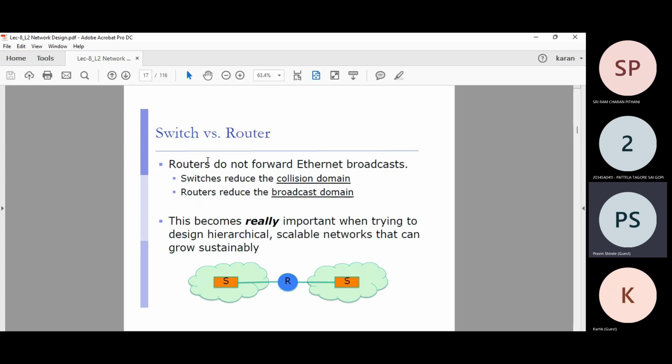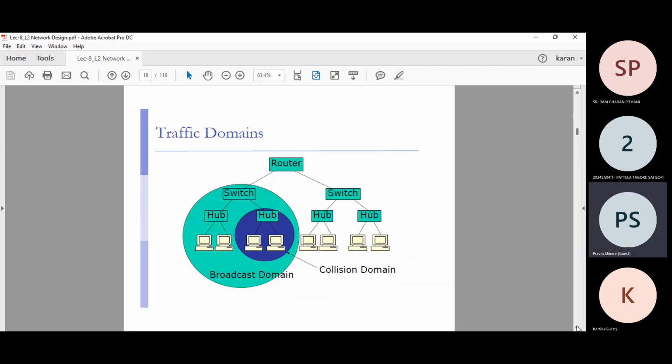See, again there are some differences between switches and routers. Routers do not forward Ethernet broadcast. So switches reduce the collision domain and routers reduce the broadcast domain. This becomes really important when trying to design hierarchical, scalable networks that can grow sustainably. Switch, router, switch. Traffic domain.